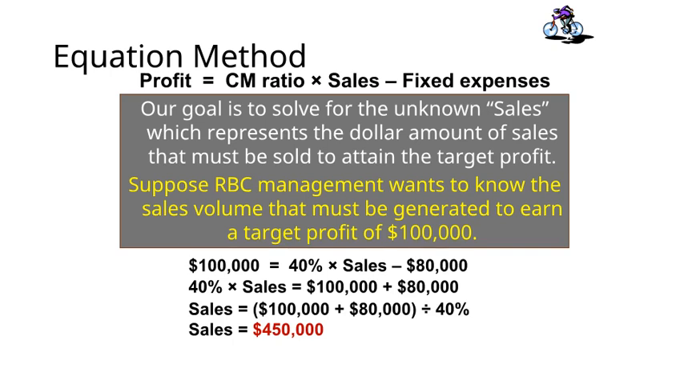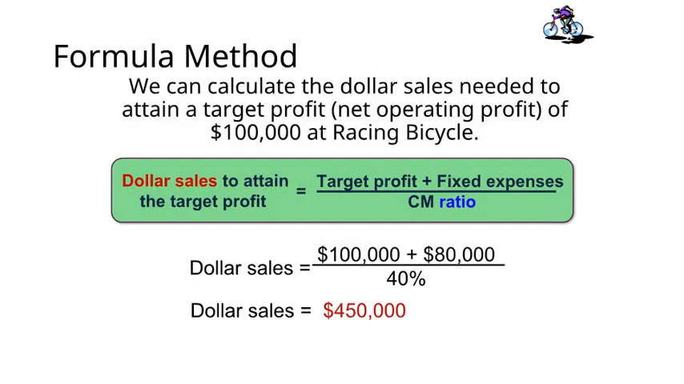Suppose RBC Management wants to know the sales volume that must be generated to earn a target profit of $100,000. The company must generate sales of $450,000 if it wants to earn net operating income of $100,000. The formula method is summarized on this slide. It can also be used to compute the dollar sales needed to attain a target profit.